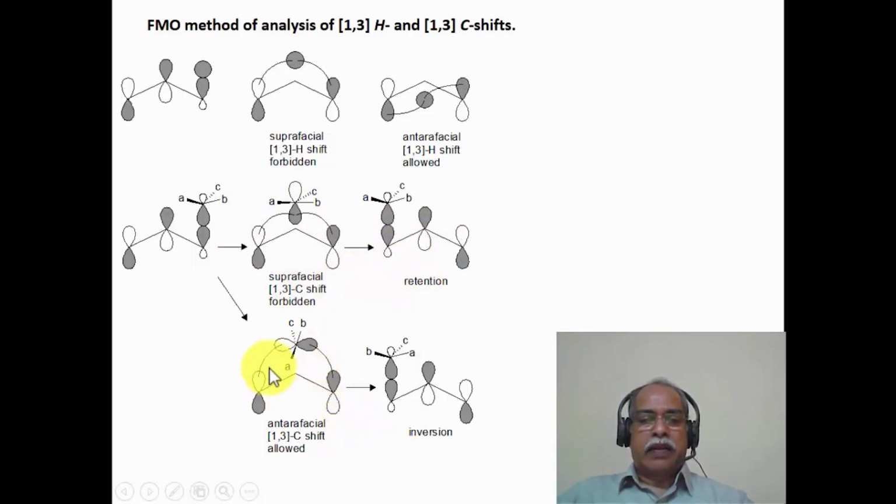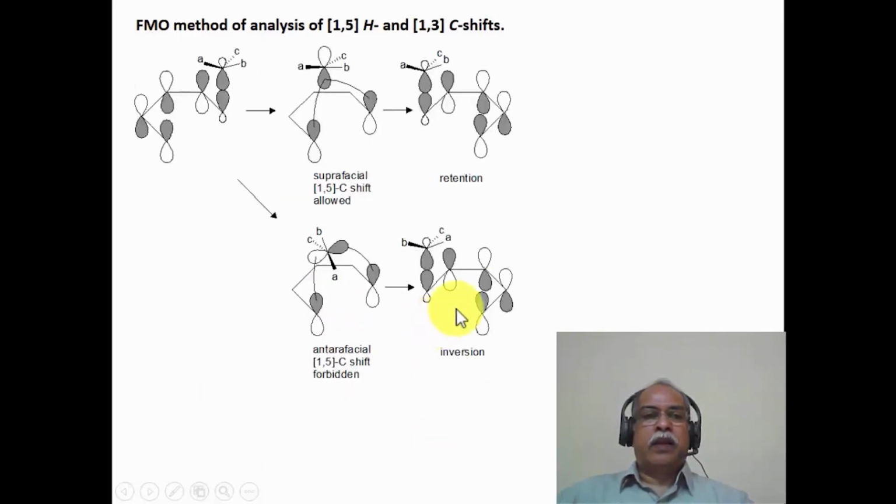On the other hand, if you consider an antarafacial migration, in other words, this lobe here essentially interacts from the backside of this carbon-carbon bond, something like an SN2 kind of process. So the lobe of the carbon overlaps with the 1,3 positions of this pi framework, resulting in an antarafacial migration with inversion of stereochemistry at the migrating center. This is an allowed process with an inversion of stereochemistry. So a 1,3 carbon shift is allowed with inversion of stereochemistry under thermal condition.